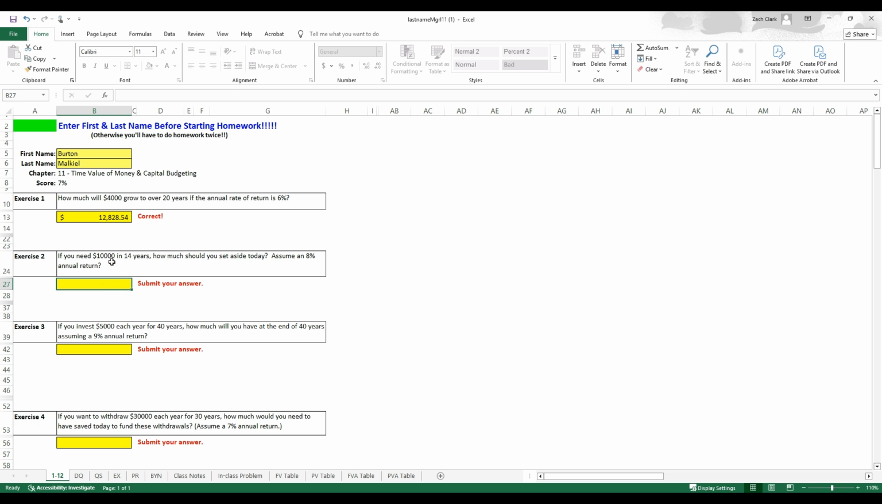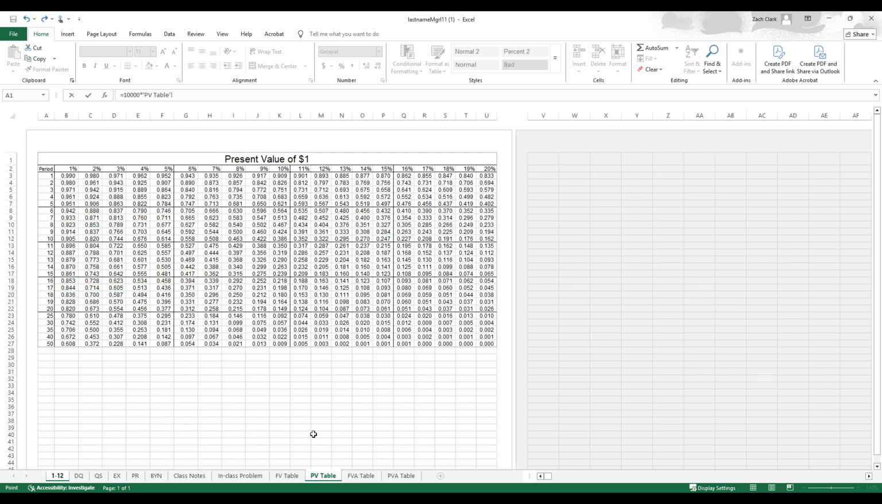Okay, exercise number 2 says, if you need $10,000 in 14 years, how much should you set aside today, assuming an 8% annual return? So in this problem, we're kind of changing things around. We know the amount that we need in the future, but how much would we need to set aside? We're trying to solve for this, kind of like what we had in the first problem, basically, right? What would be the amount that we need to set aside to get us to here? So the way that we can figure that out is by using not the future value table like we just did here, but the present value table.